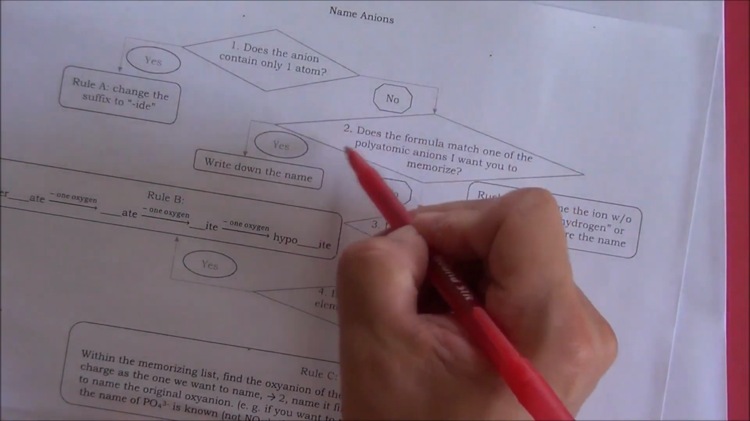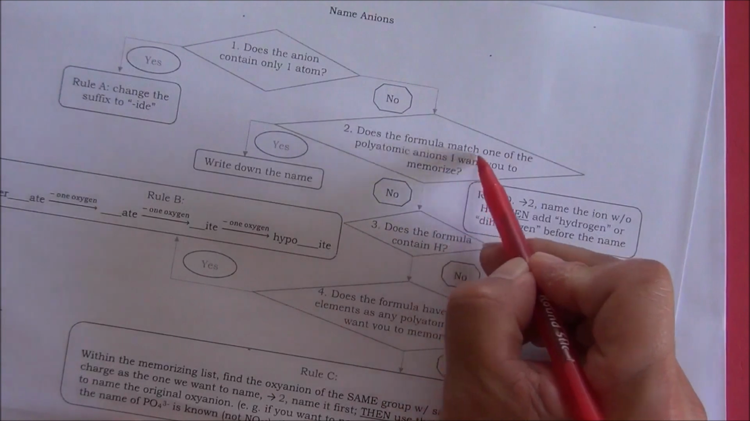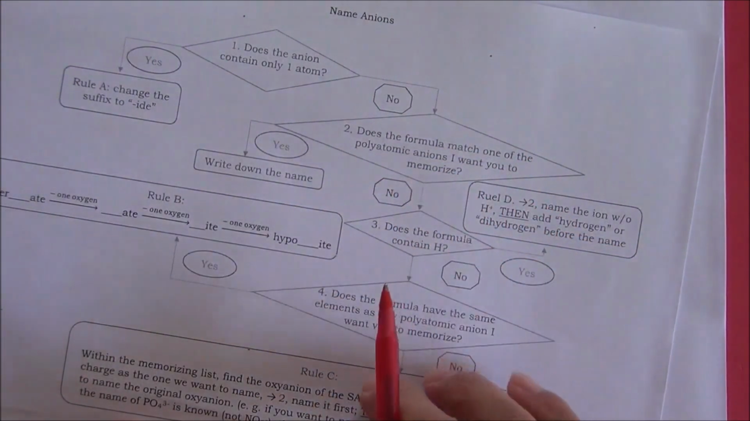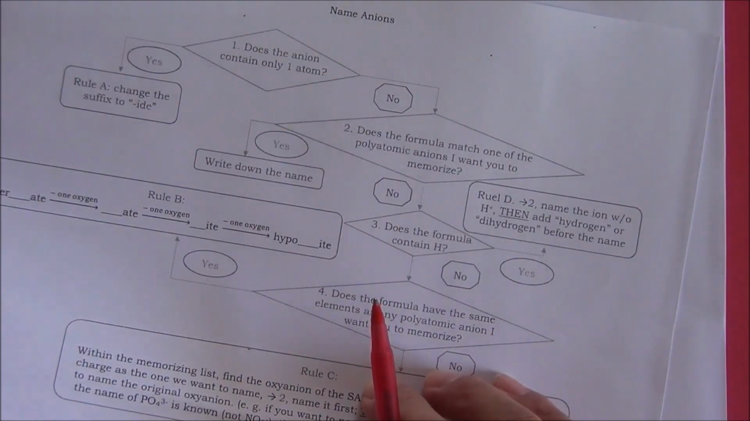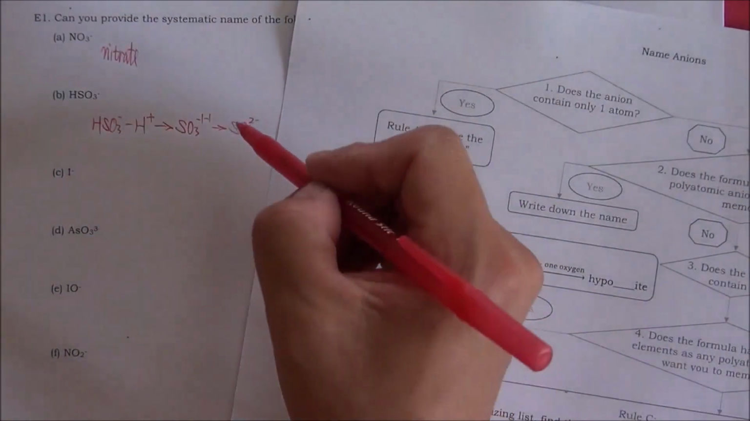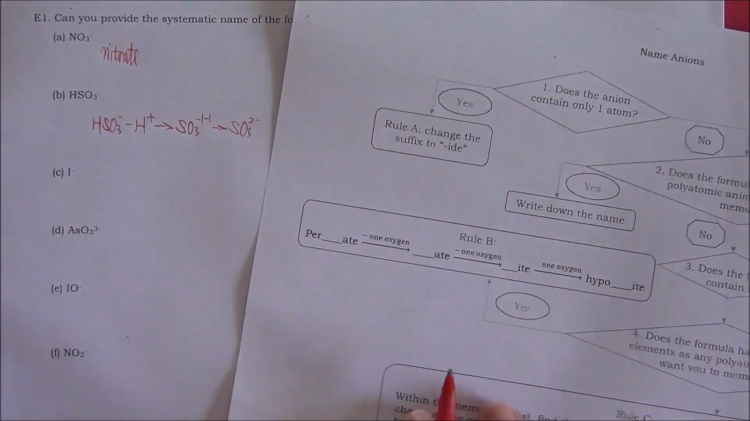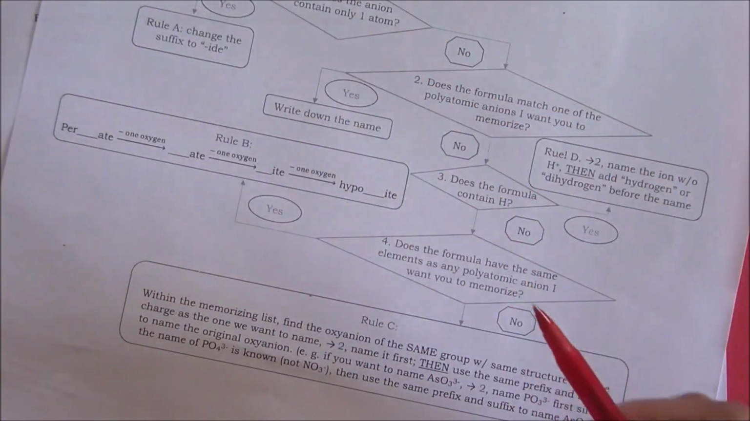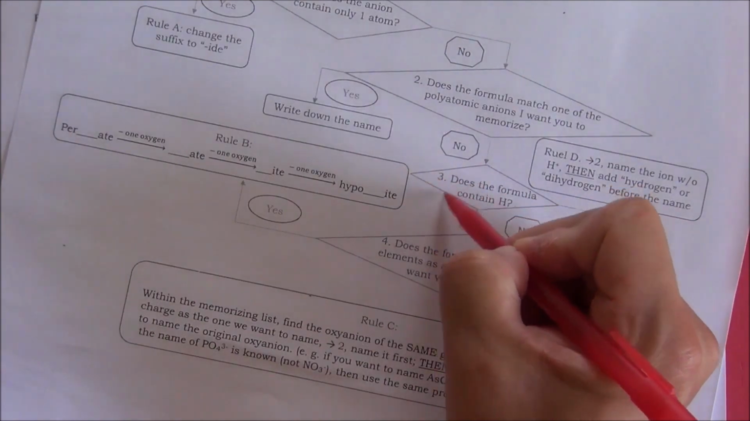We go back to step 2. Does the formula match one of the polyatomic anions I want you to memorize? If you remember the 15 polyatomic anions, you will see that SO3 2- is not one of them. Therefore, the answer is no to question number 2. We need to proceed to step 3.